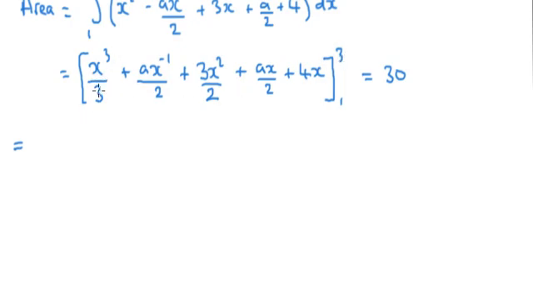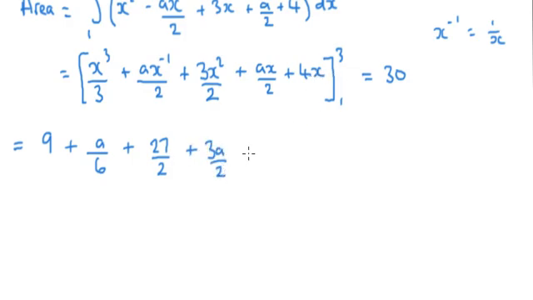So we're going to sub in 3 first. 3 cubed is 27, divided by 3 takes us back to 9. Subbing in 3 here, remember that x to the minus 1 is the same as 1 over x. So that's the same as a over 2x. So that's going to be a over 6. 3 here is going to be 27 over 2. 3 here is going to be 3a over 2. And 3 here is going to be 12.